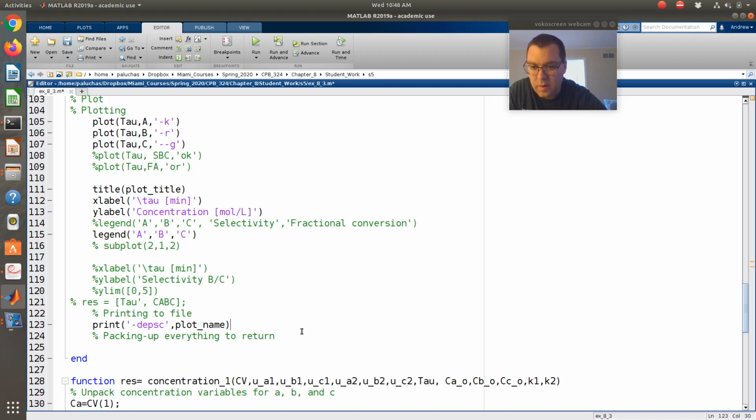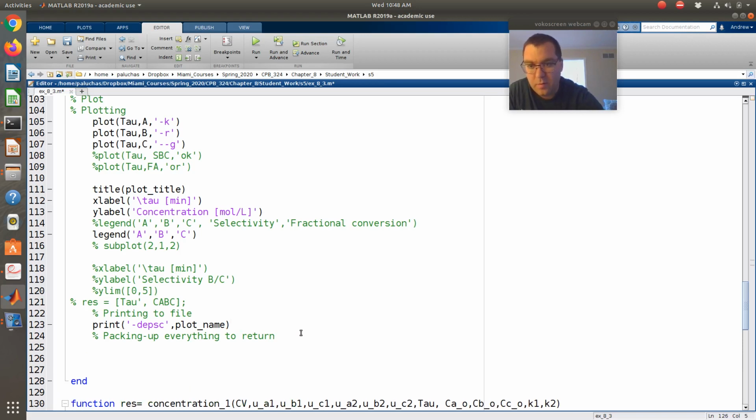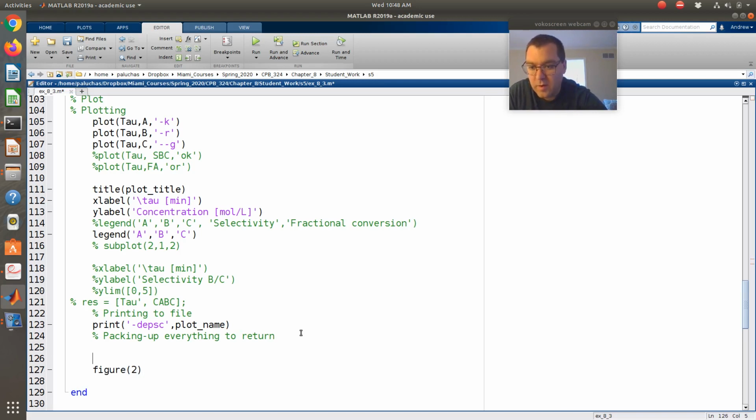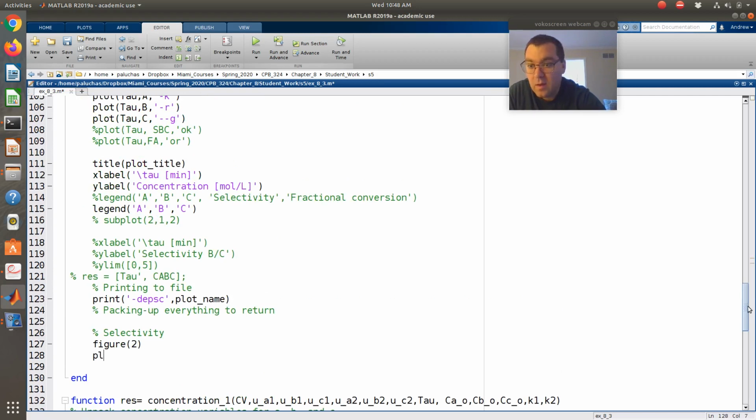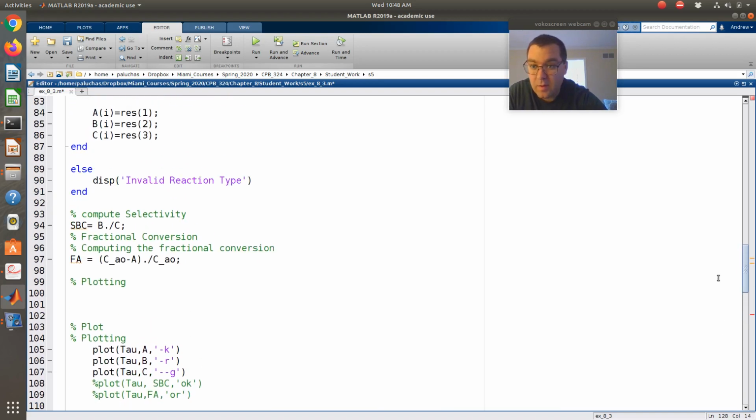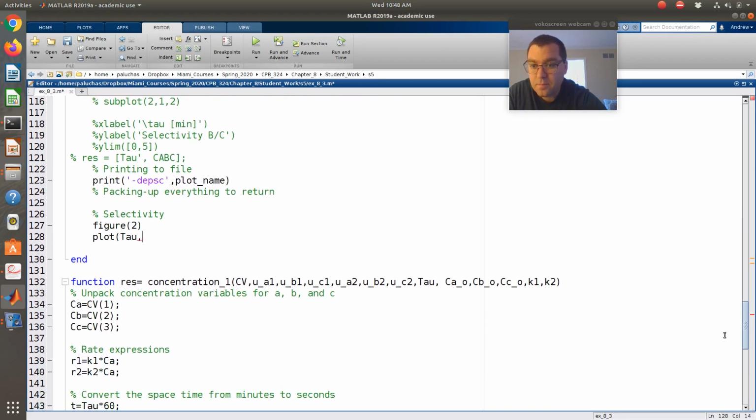All right, so then what I would try and do, if you were to create these figures, is you could create a figure 2, and figure 2 could be, say, just selectivity. And so if I plot selectivity then, so now figure 2 is activated, and I could plot tau versus selectivity, we call that SBC. And plot that as, say, a black line.